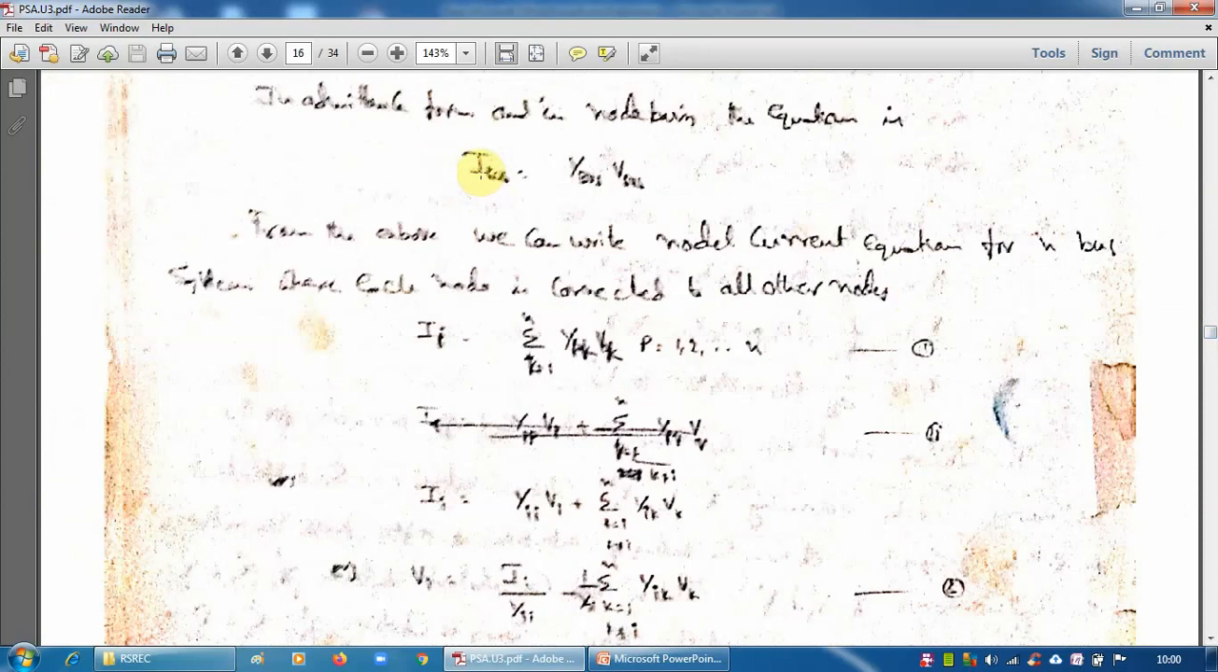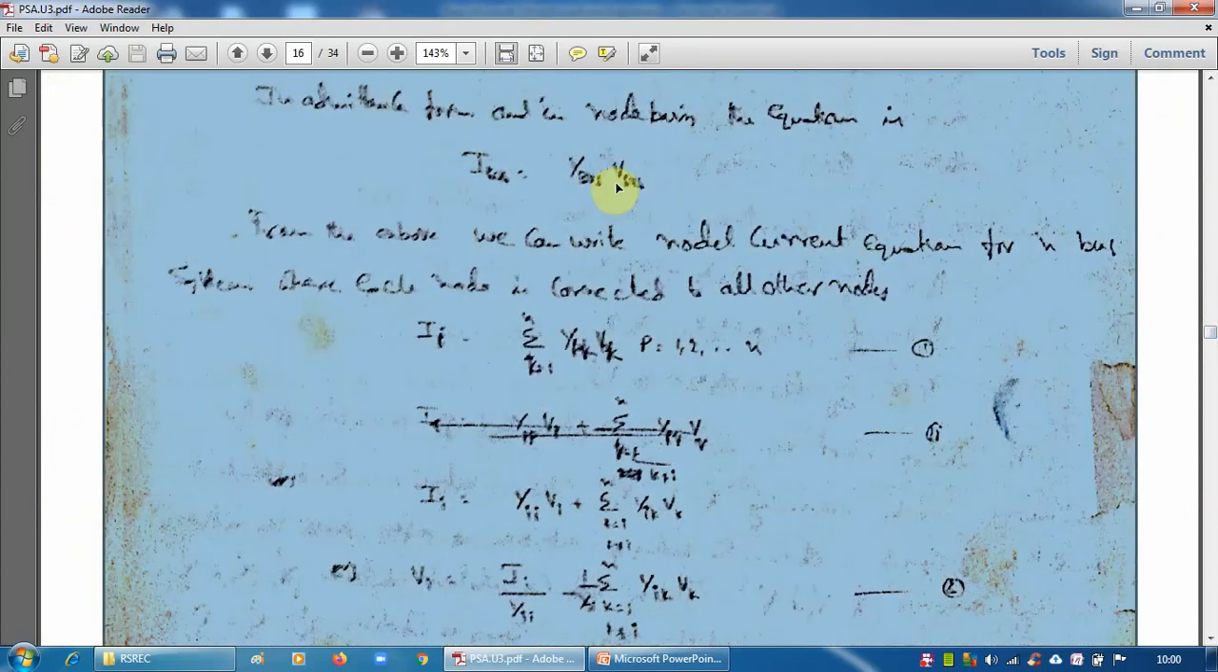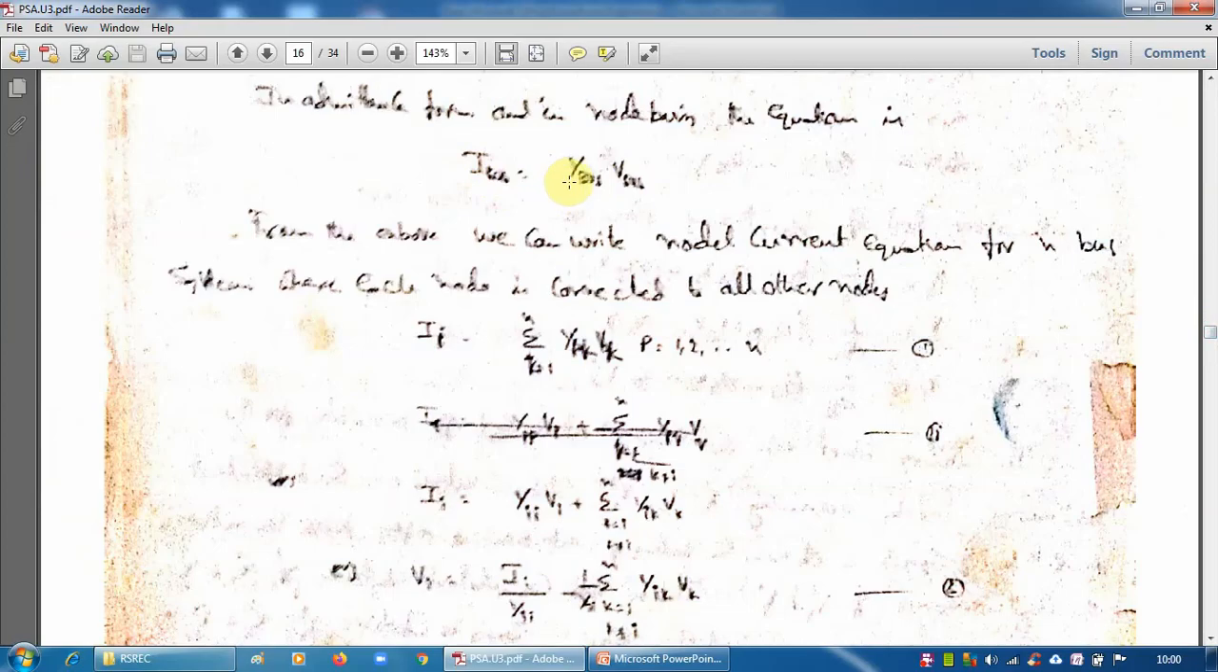You see here, I bus equal to Y bus into V bus. In this, I bus means I1, I2, I3, like that, a column matrix. Y bus means it's a square matrix, and V bus is also a column matrix of node voltages, and that contains V1, V2, so on up to Vn. So for an n bus system, the size of this equation is n by n.